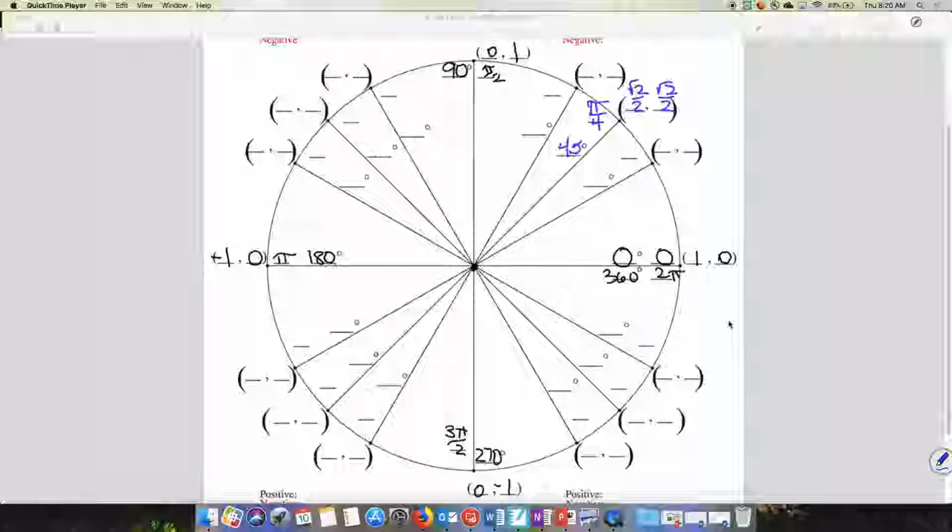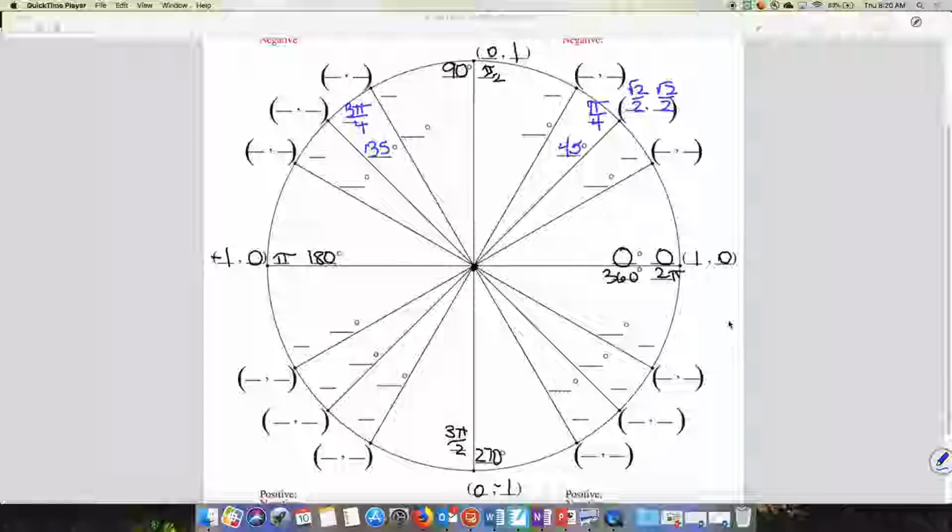Okay. Now, in the second quadrant, we are 45 degrees away from 180. How much is that? Say it louder. 135. Okay? Think of this. We are pi over 4 away from 1 pi. Three pi over 4. Okay? We are 1/4 pi away from 1 pi. 3 pi over 4. Okay?